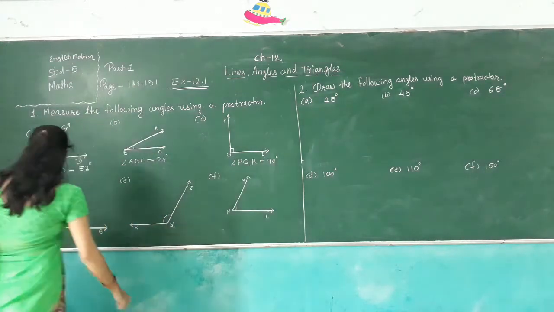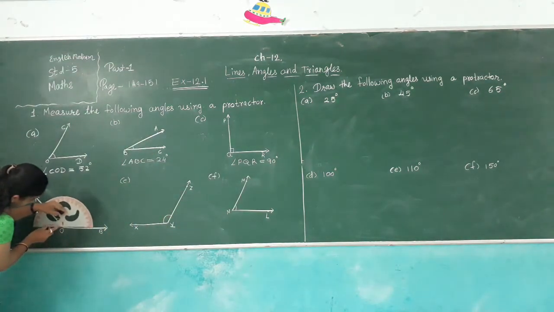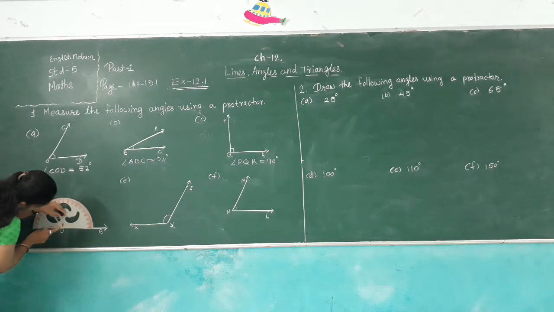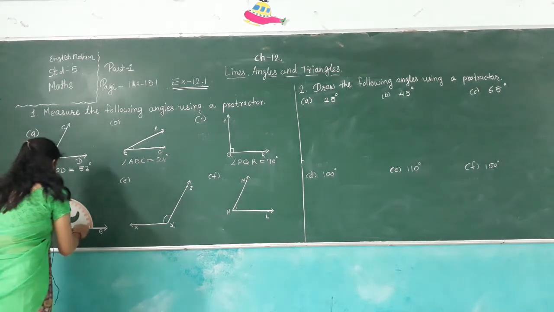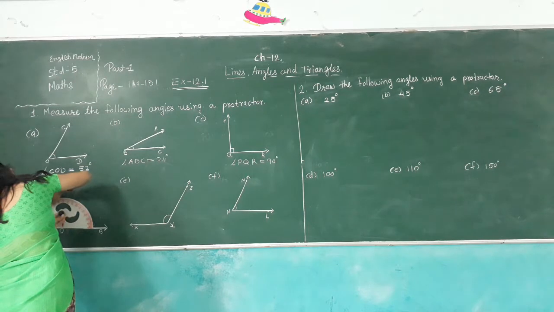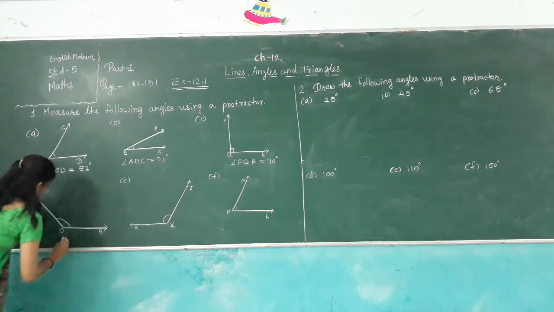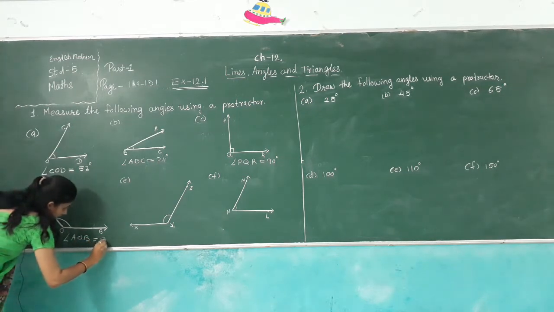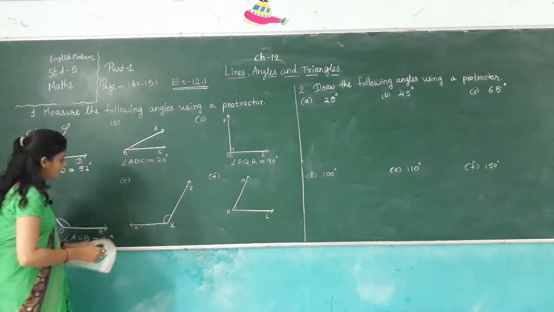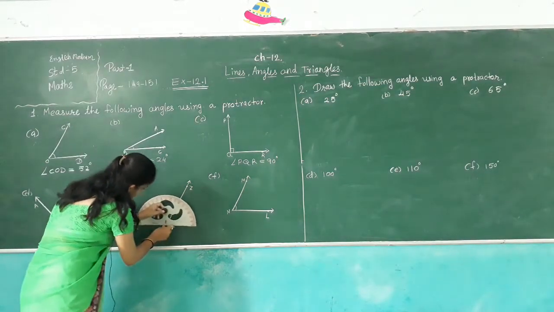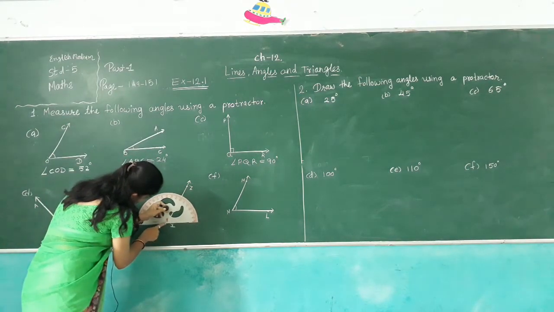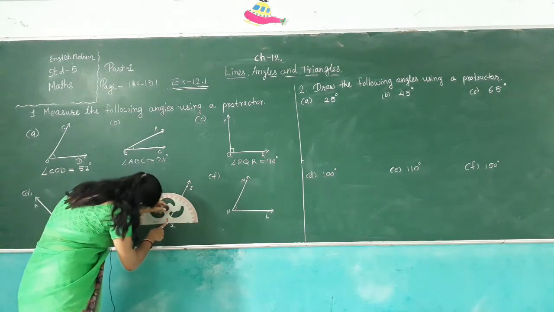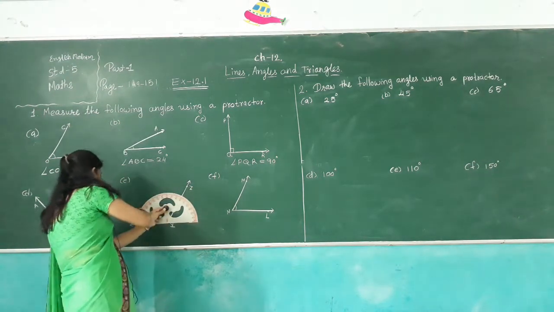Then same as first, arrange the baseline on the horizontal line, keep the red dot on the vertex, then check it, 131, 132. So angle OAB is equal to 132 degrees.